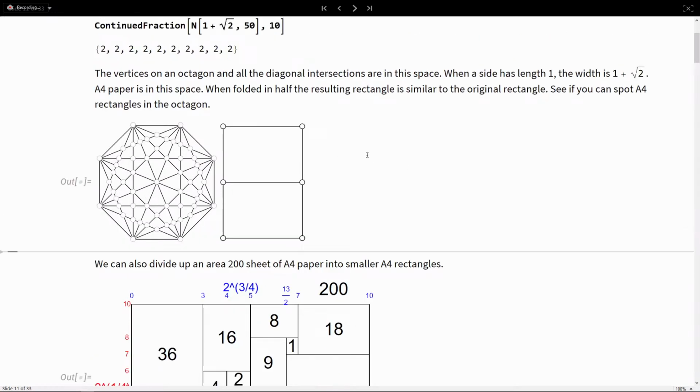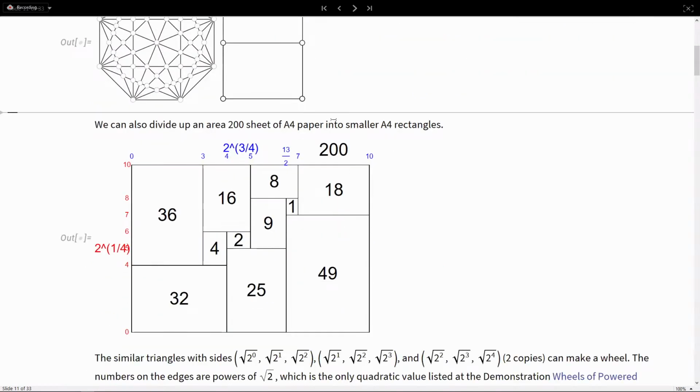You can also look at A4 paper. It has the property, when you fold it in half, you get a rectangle which has the same proportions as the original rectangle, which is why it's preferred in Britain for making things like flyers and stuff, because once you fold it in half, you still have this nice rectangle, which has the same proportions as the original.